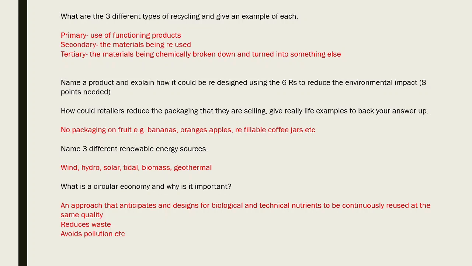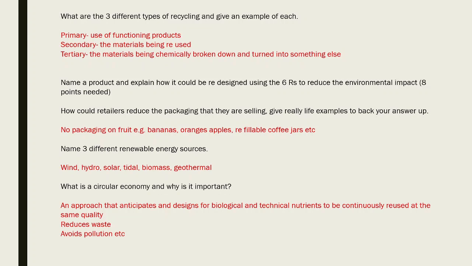Name a product and explain how it can be redesigned using the 6 R's to reduce the environmental impact. That would be about 8 points. So typically you'd use something like a TV remote, making sure it's easy to take apart, making sure the materials can be recycled easily, making sure it can be repaired if it needs to be, those sorts of things. So you're looking for about 8 key points with that one. Any product you could pick, just make sure it's something you can think of enough points about.